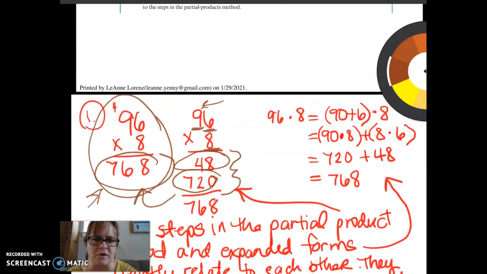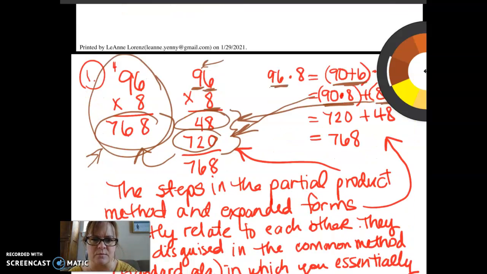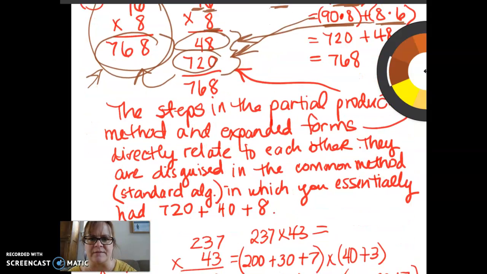All right, so then if we look at the expanded method using the properties of multiplication that we've looked at, we can think of 96 as 90 plus 6, and then we're multiplying 8 groups of that, which is multiplying 90 times 8 and 6 times 8. Our 90 times 8 is, of course, our 720, and our 6 times 8 is our 48. So we end up with 768.